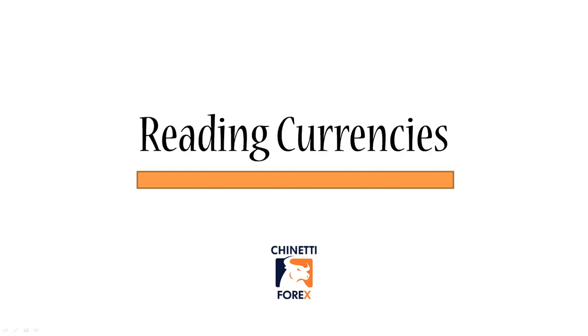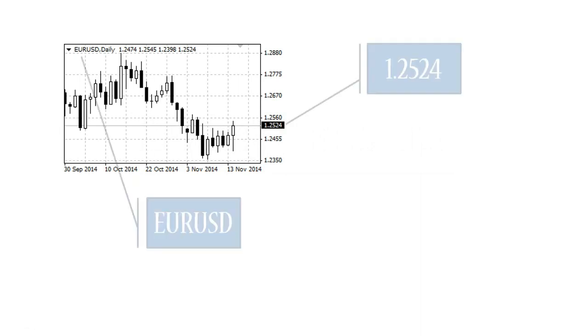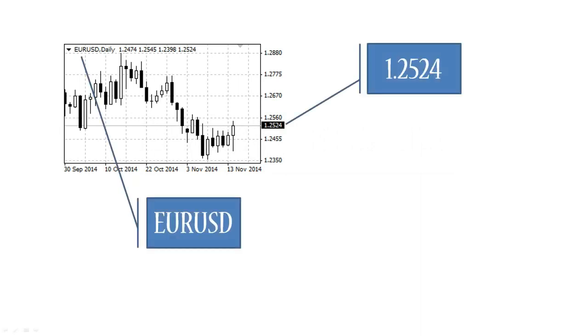In today's video, I'm going to talk about the currency pairs and how to read them. So let's have a look at a chart. This is the Euro Dollar daily chart, and you can see that the current price for the US dollar is 1.2524. So what does that mean and how do I understand that?